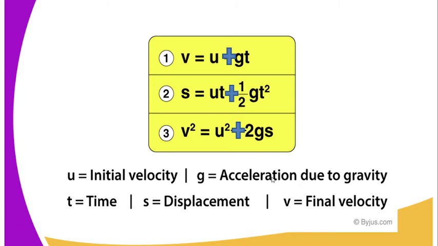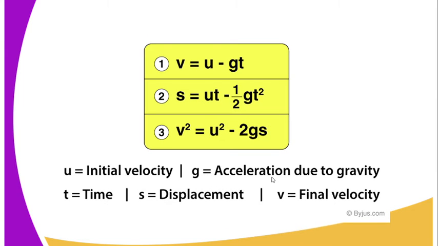Therefore, the first equation is v = u + gt. The second one, s, which is displacement, is equal to ut + 1/2 gt², where u is the initial velocity, g is the gravity, and s is the displacement. The third equation is v² = u² + 2gs, where v is the final velocity and s is the displacement.